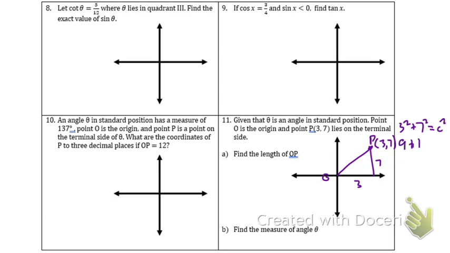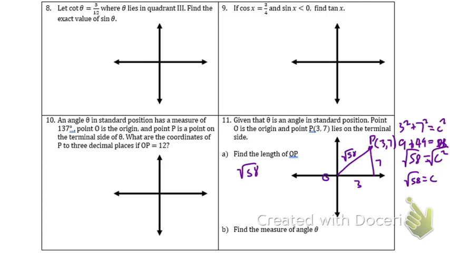We get 9 plus 49 equals 58. So we end up getting, take the square root of both sides, we get the square root of 58 equals c. So OP is the square root of 58.